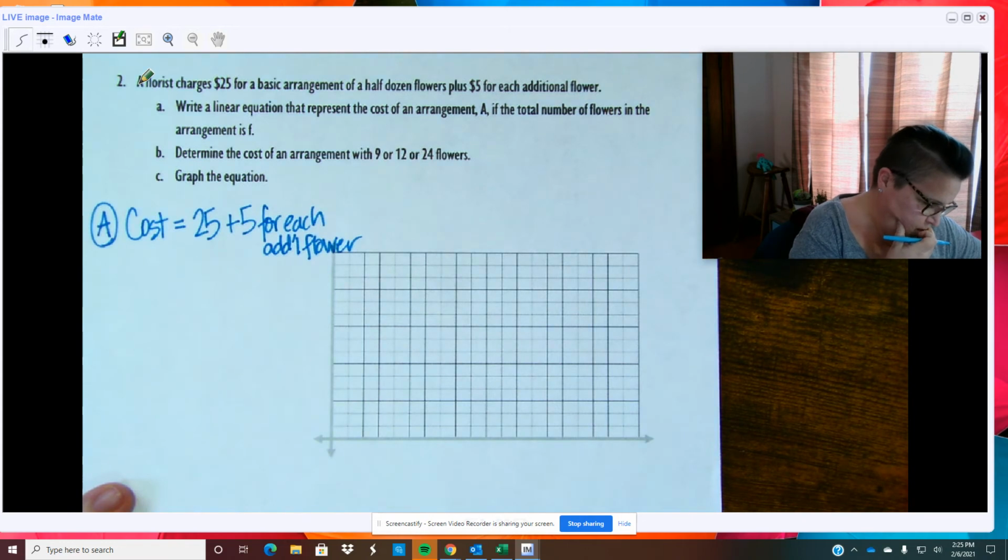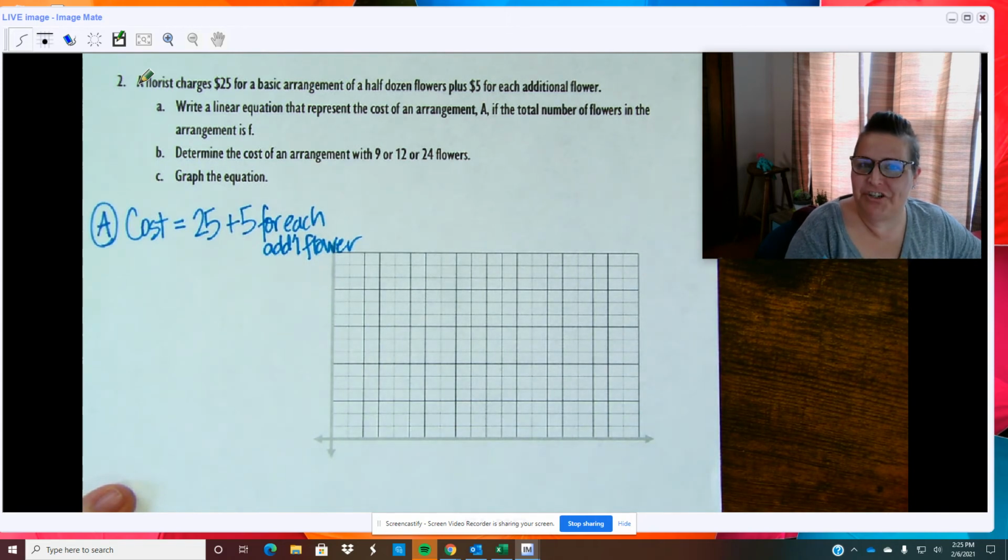Now, let's see. The total cost of an arrangement, A, the total number of flowers in the arrangement is F. So it's important to note here that F is the total number of flowers. It's not the additional number of flowers, it's the total number of flowers. So if it were just additional, I could just do starting at 25 and then 7 flowers would be 30 and 8. So yeah, but that's not the case. Our F here stands for the total number of flowers.